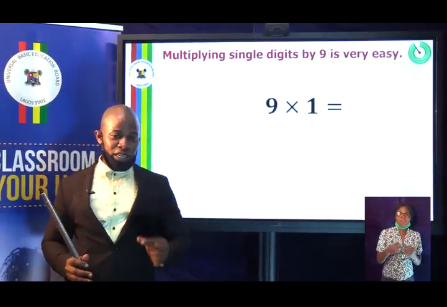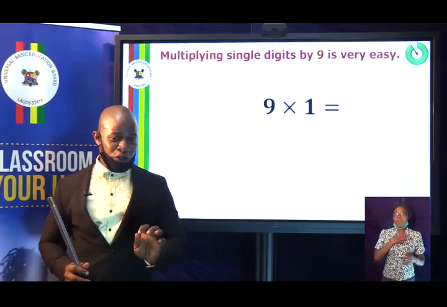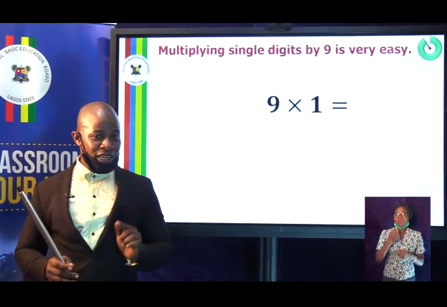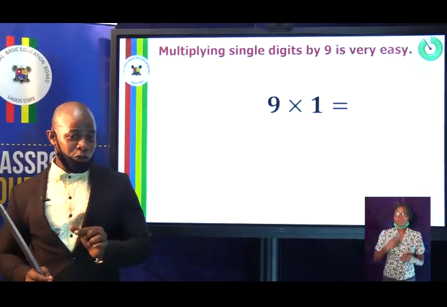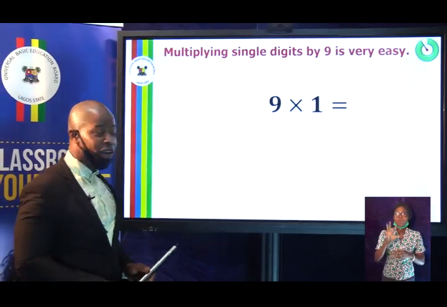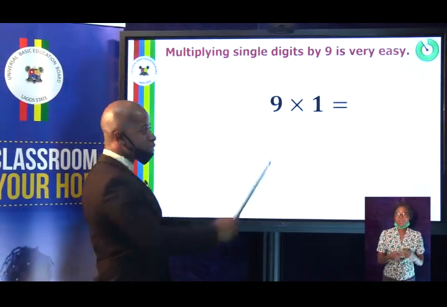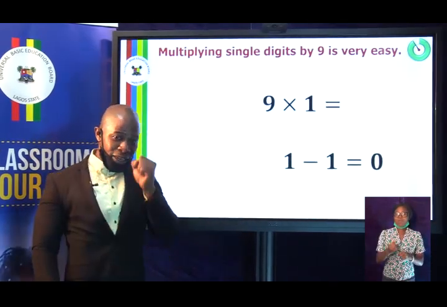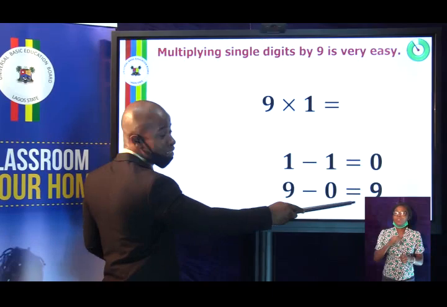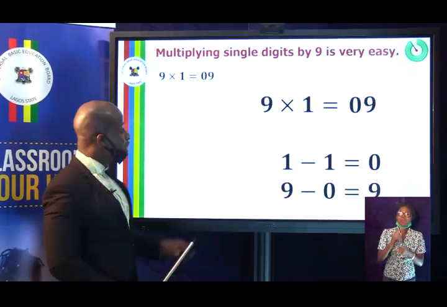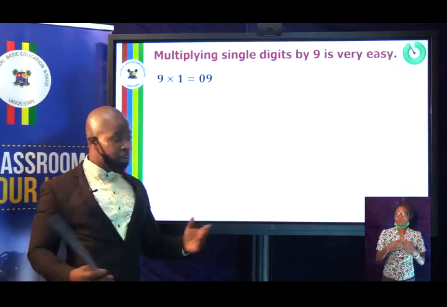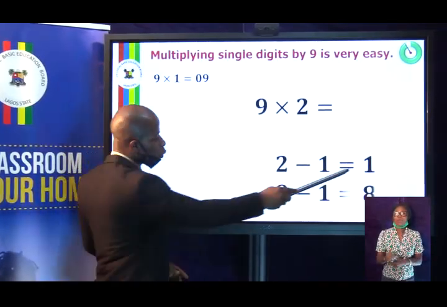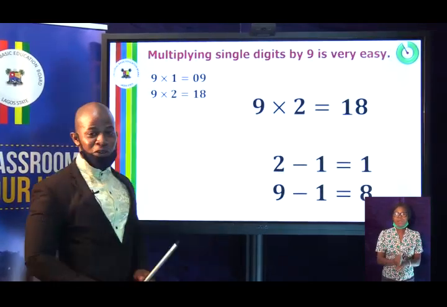9 times table is very easy. I subtract 1 and I make it up to 9. Let's go. 9 times 1 is very easy. 1 minus 1, I get me not, and 9, and I make it up to 9. 9 times 2 is very easy. 2 minus 1, I get me 1. 1 and 8, I make it up to 9.